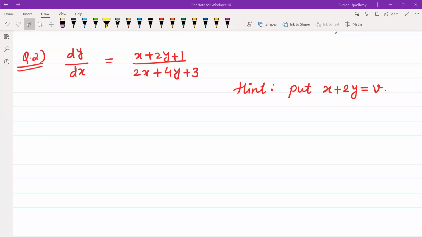So let us start, kids, with another type of problem on non-homogeneous. You can clearly see that this is my non-homogeneous system of linear differential equation. So how to solve this?